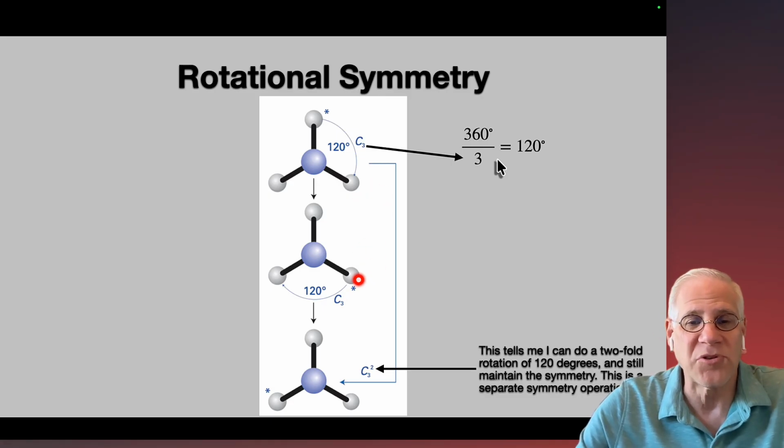Other than we're just tracking one of the hydrogens. But that indicates that this has a rotational symmetry of 120 degrees. And to get 120 degrees, take 360 divided by 3, and you get 120.